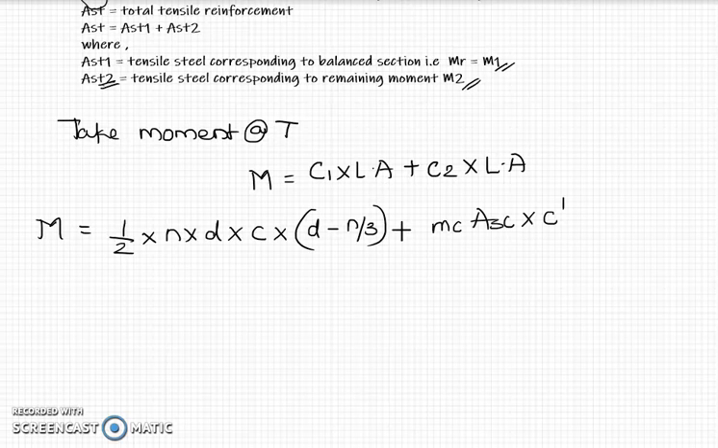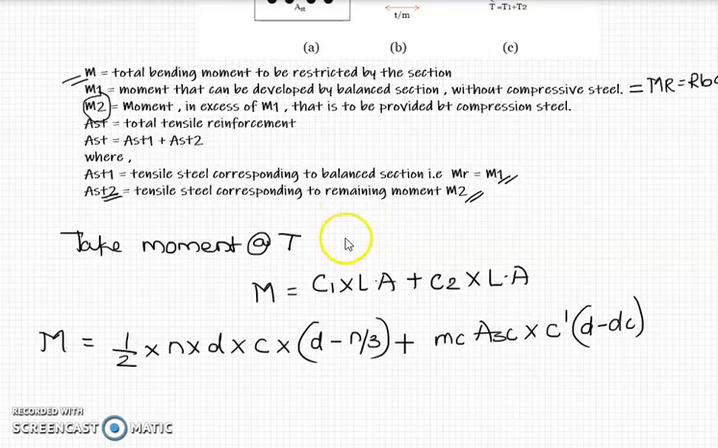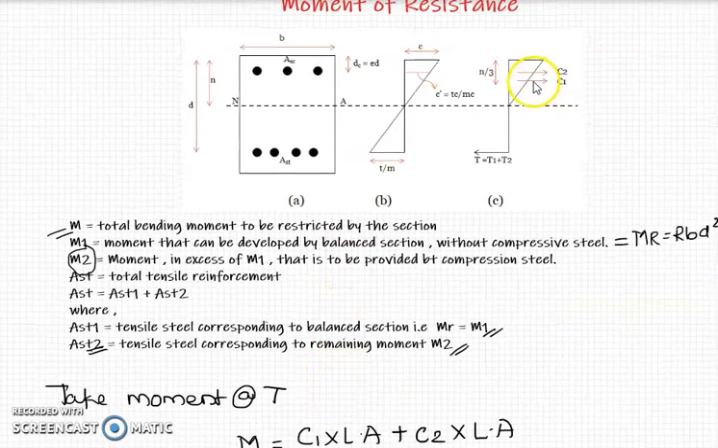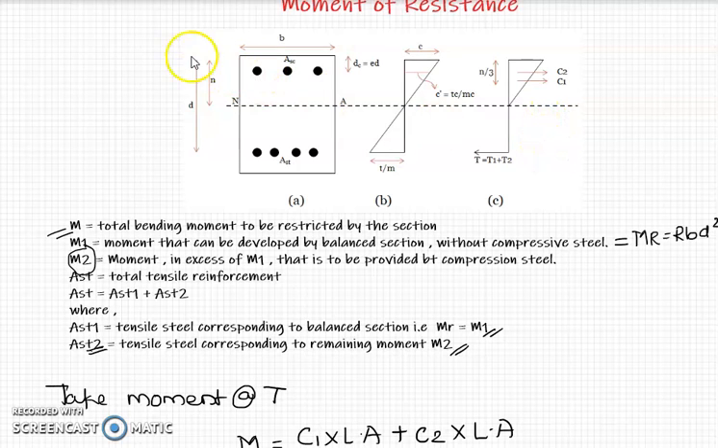We used to consider T; similarly, we have considered C2 now. C2 is mC, the modular ratio, into the area of compression steel into the compressive stress. And the lever arm is D minus DC. I will consider the diagram and check. So for C1 the lever arm is D minus N by 3. For C2 it is DC, so it is D minus DC.